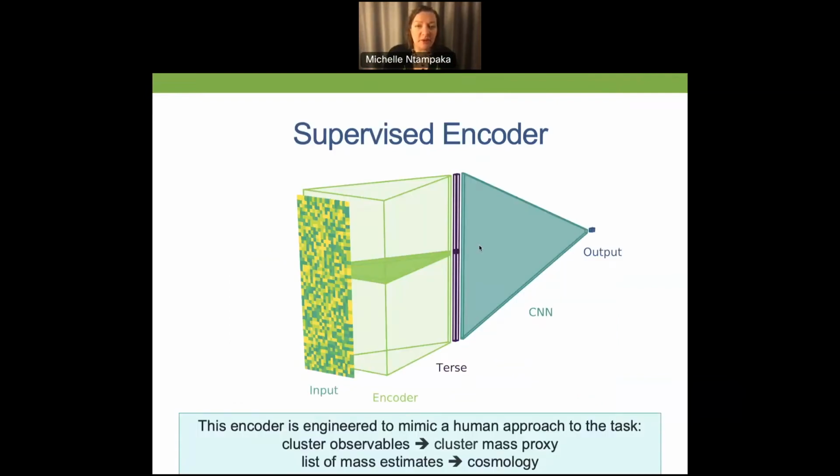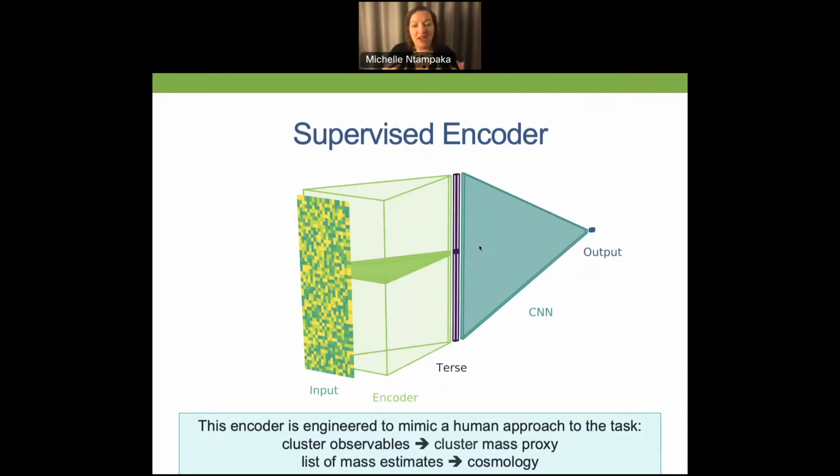For the work I'm doing, I've built a supervised encoder. This is engineered to mimic a human approach to the task of cluster cosmology. So I've got my input. In that input, I've got my list of galaxy clusters. Remember, each cluster lives in a row in the input.